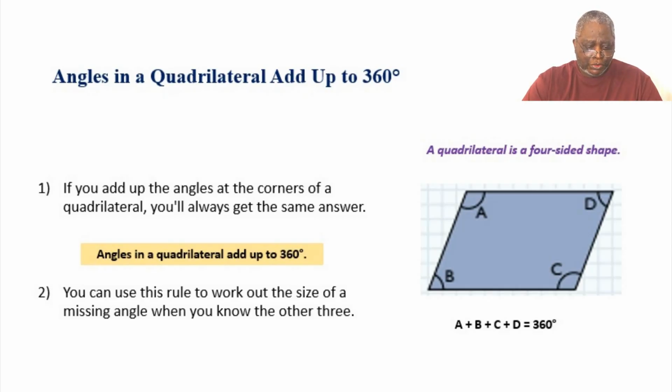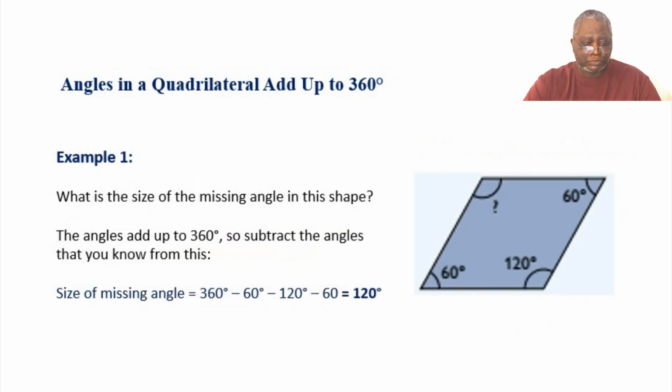You can use this rule to work out the size of a missing angle when you know the other 3 angles. A plus B plus C plus D is equal to 360 degrees. By the way, a quadrilateral is a 4-sided shape. Example 1. What is the size of the missing angle in this shape?